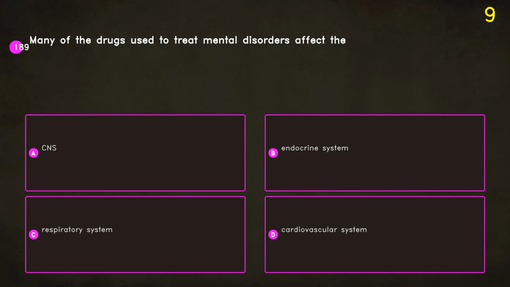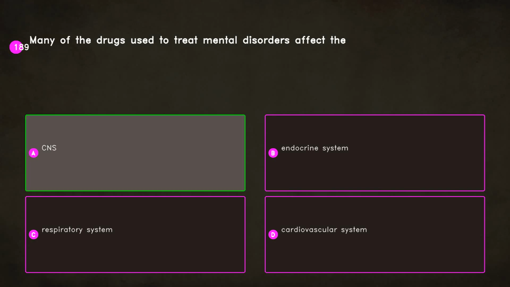Question 189. Many of the drugs used to treat mental disorders affect the A. CNS, B. Endocrine system, C. Respiratory system, D. Cardiovascular system. The correct answer is CNS.